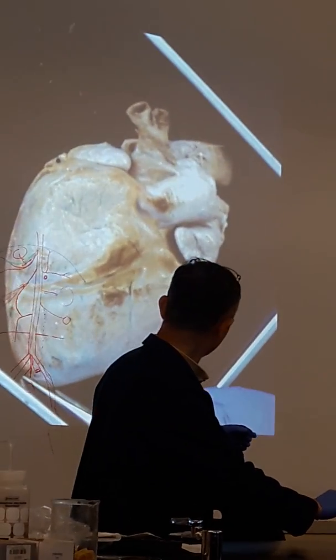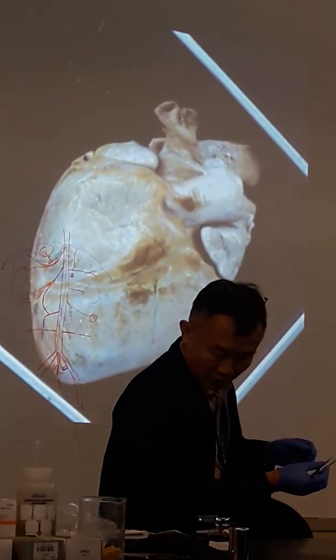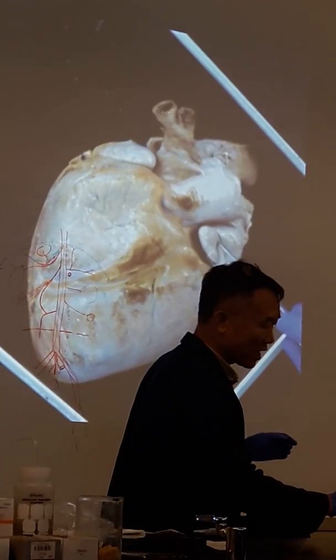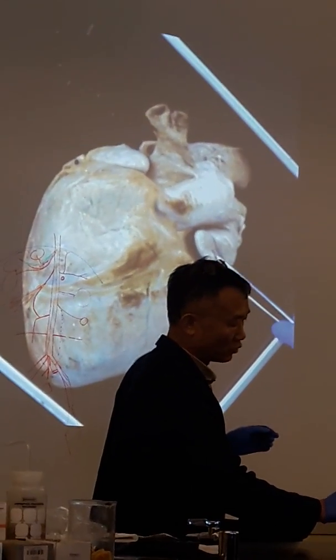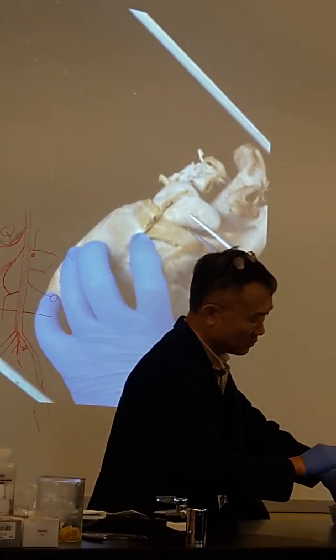Apex, the teeth, right auricle and the left auricle. So from outside, this we call auricle. This is left auricle, right auricle.